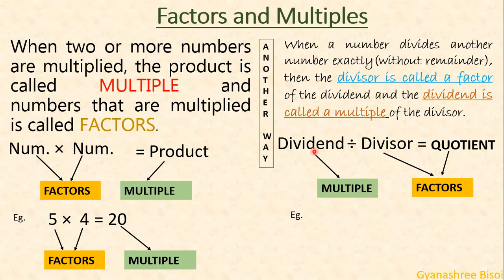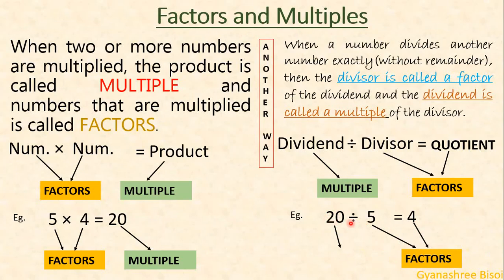Okay, let's take an example. Same example we can take. 20 divided by 5 equals how much? 5 4s are 20. So quotient is 4. Here there is no remainder. So as there is no remainder, 5 divides 20 exactly without any remainder. So 20 is called a multiple and 5 and 4 are called factors of 20.